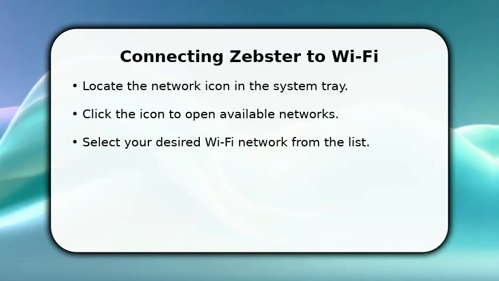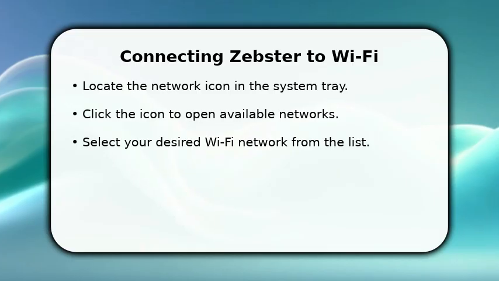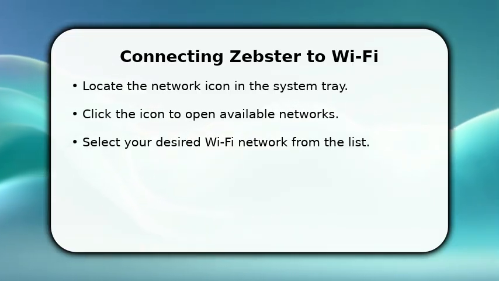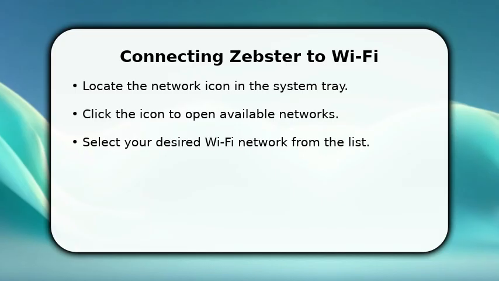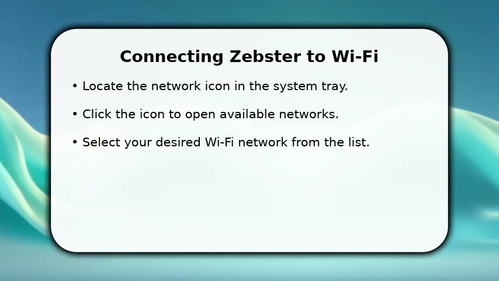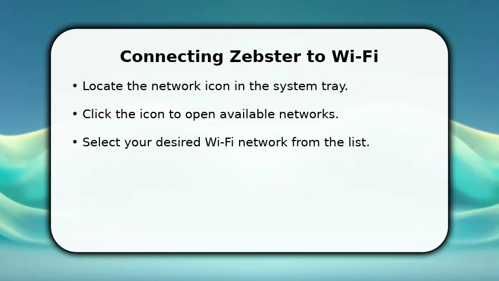First, find the network icon, usually a small Wi-Fi symbol, located in the bottom right corner of your screen, near the clock. Clicking this icon will reveal a list of all available wireless networks in your vicinity. From this list, carefully choose the specific Wi-Fi network you wish to join. This initial step is crucial for establishing your internet connection.